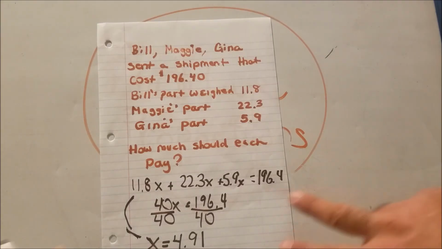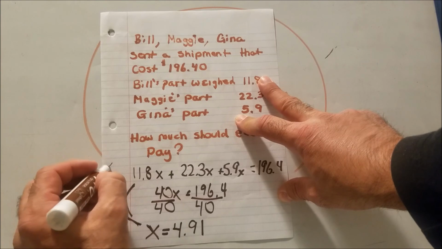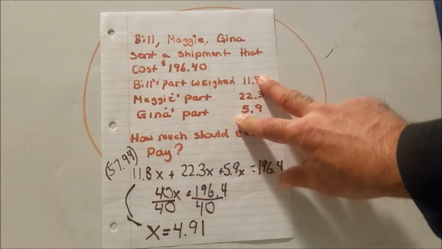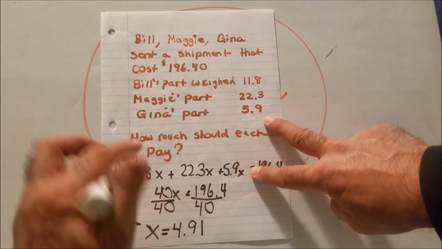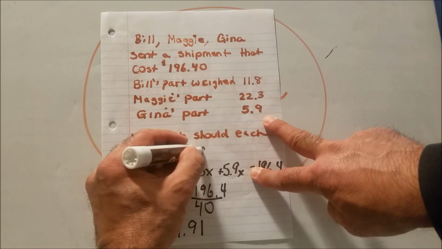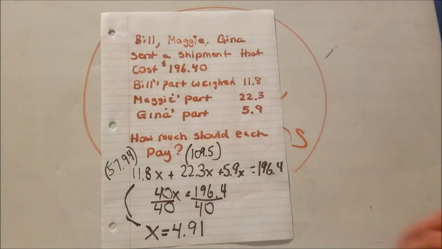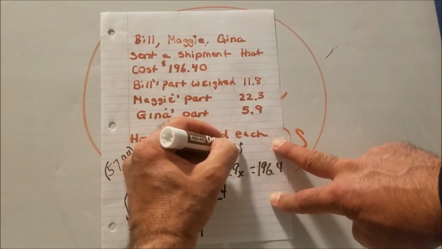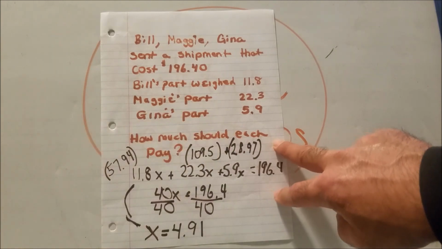So Bill would roughly pay $57.94 if we're going to round it. So we'll just say 57.94. That's what he's paying. Right? Maggie, of course, with hers, if we round it, it'll be 109.5, let's say. We're rounding this, getting close to it. Right? And Gina, the last part, will be roughly about 28.97. That's how much they're each going to pay.